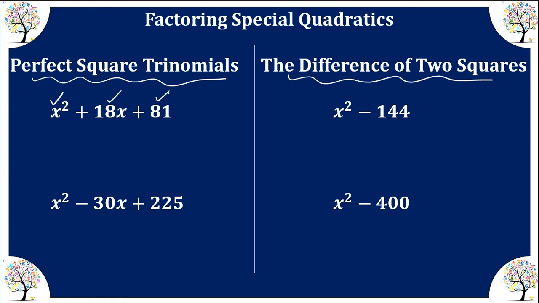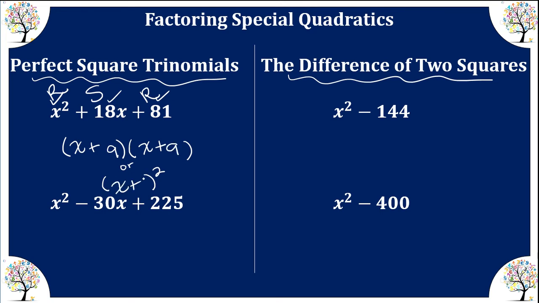Each term plays a part in factoring. I'm going to go ahead and set up. You can set it up like this, or you can do a single parenthesis squared. These are going to be the same. So you take the root of the quadratic, which is x. You take the sign of the linear, which is plus, and then you take the root of the constant, which is 9. Or we could write it as x plus 9 quantity squared.